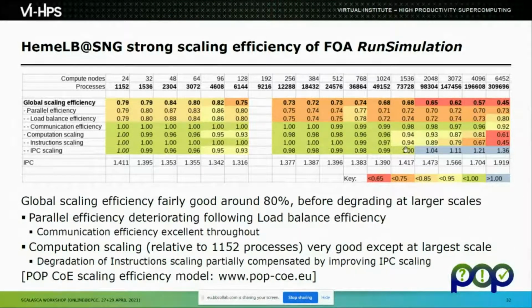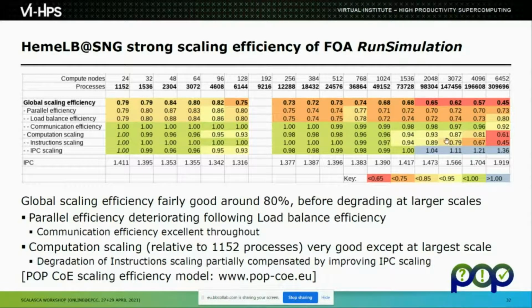On the IPC side, the computations were actually getting more efficient. As the work to be done by each node got smaller, it involved fewer memory accesses, it fitted better into cache, and therefore the instructions per cycle got better, and there was a benefit at larger scales.